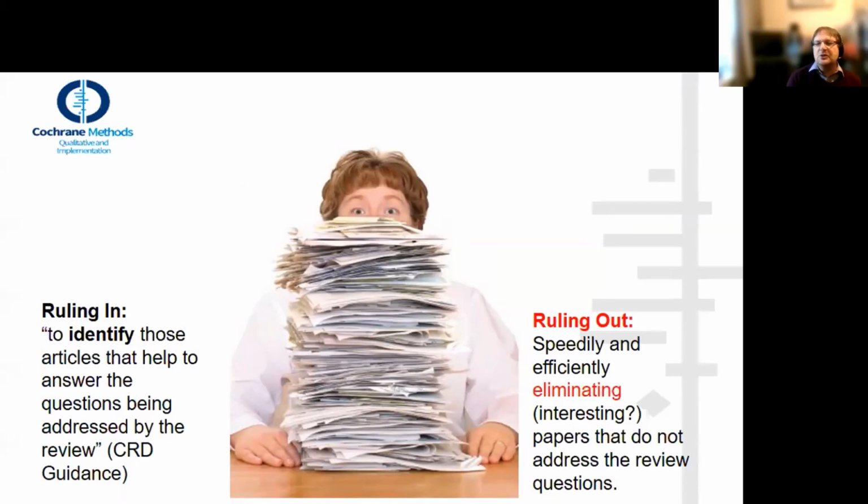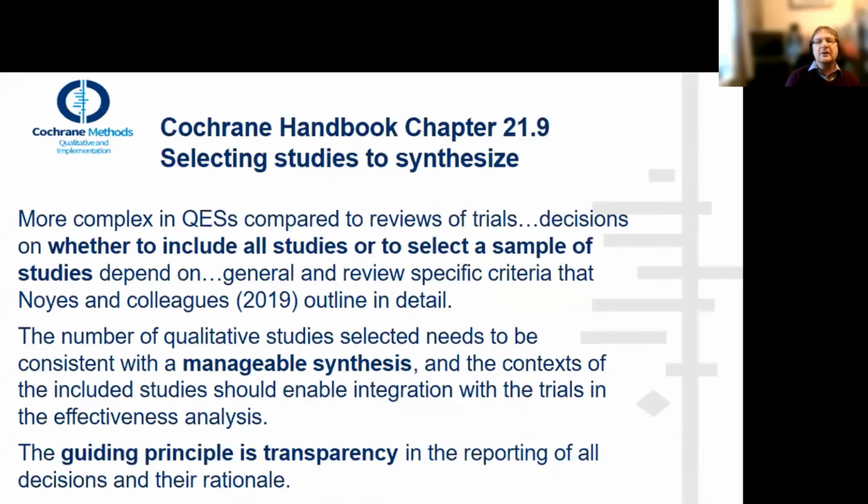Now, because you're doing these 2 processes of ruling out and ruling in, it means that you're using the inclusion and exclusion criteria in a slightly different way. And indeed, you may have a shorter set of criteria for the abstracts than you do when it comes to the full text.